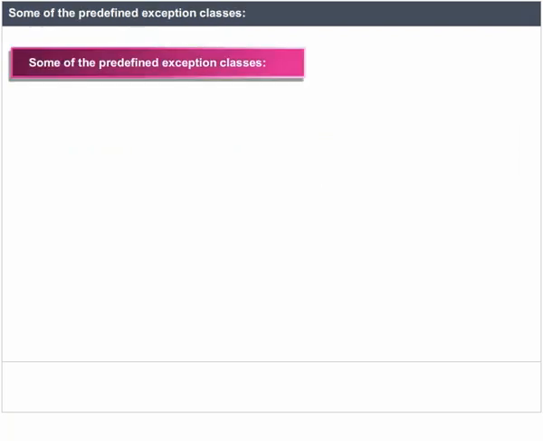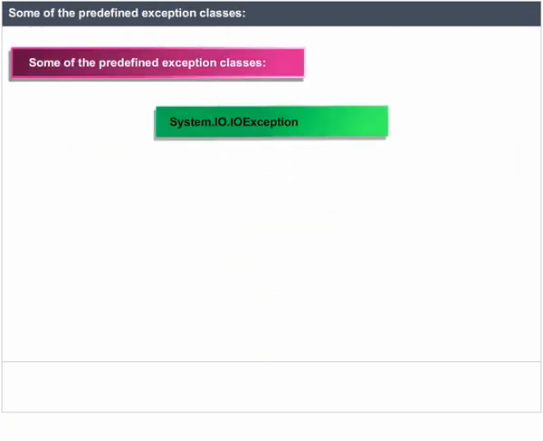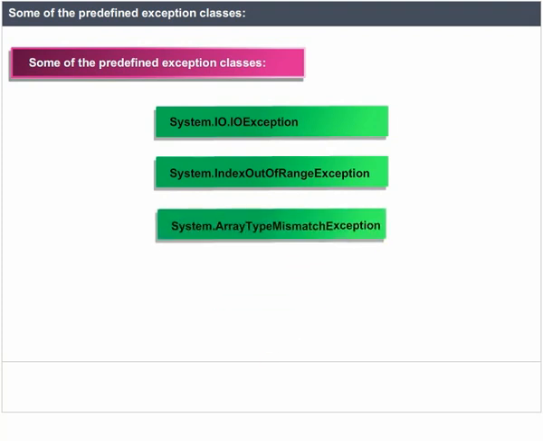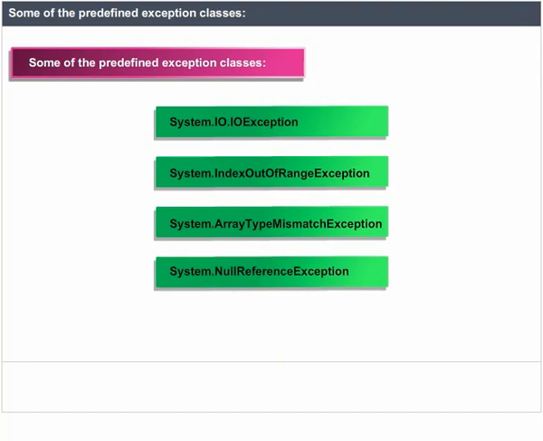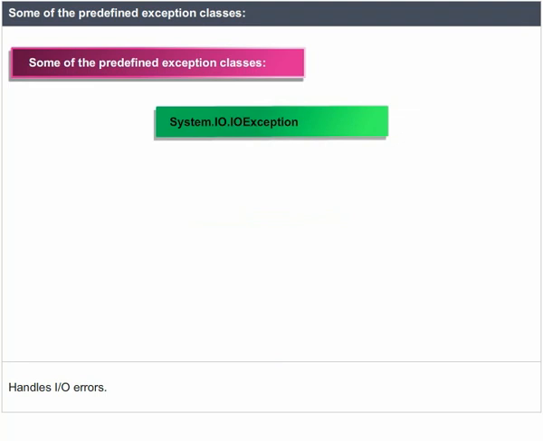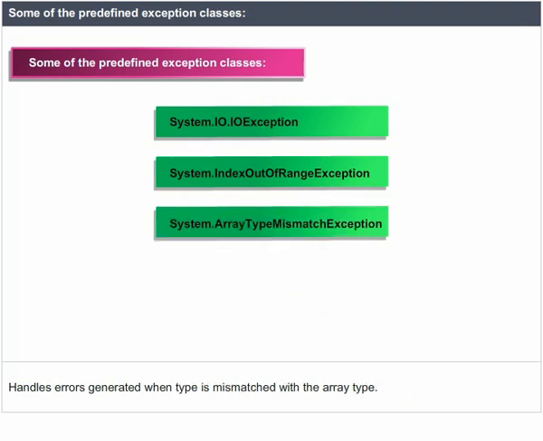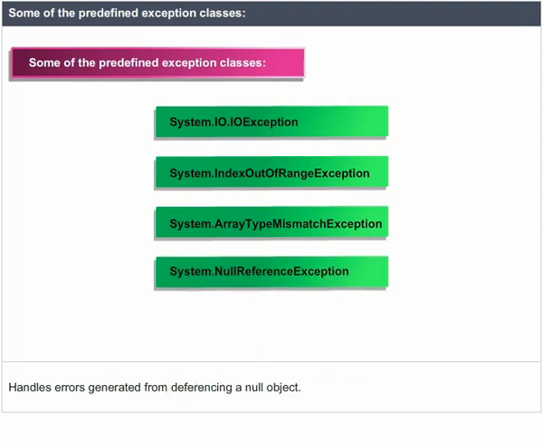Some of the predefined exception classes: System.IOException, System.IndexOutOfRangeException, System.ArrayTypeMismatchException, System.NullReferenceException. Handles I/O errors. Handles errors generated when a method refers to an array index out of range. Handles errors generated when type is mismatched with the array type. Handles errors generated from dereferencing a null object.